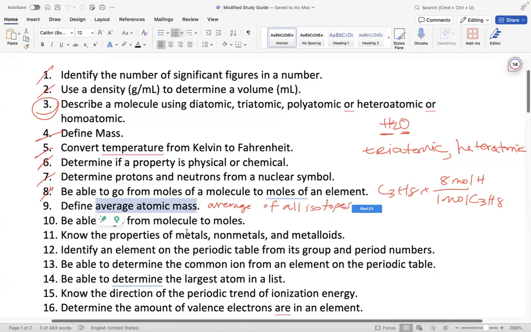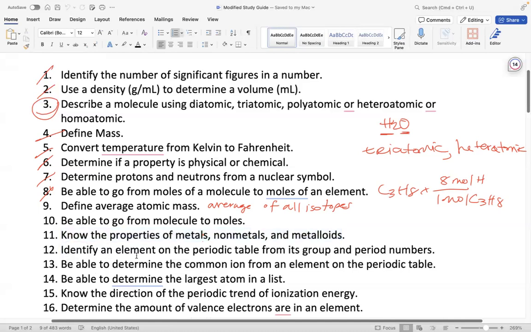I believe that's almost verbatim how it's defined on the exam. Be able to go from molecules to moles. We did that. Know the properties of metals, nonmetals, and metalloids. So this is where we talked about metals are shiny. They're good at conducting heat. They are good at conducting electricity. We said that nonmetals are not good at conducting heat or electricity. They're dull. Things like sulfur and nitrogen usually come in gas form. Metalloids have properties that are between them.